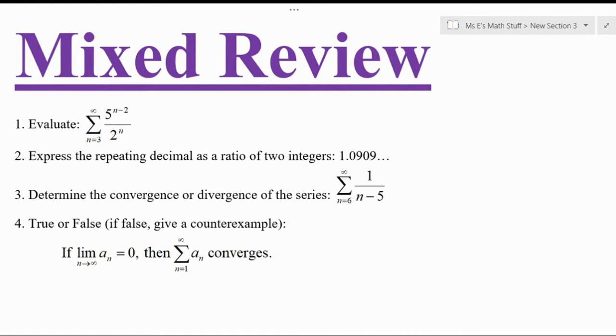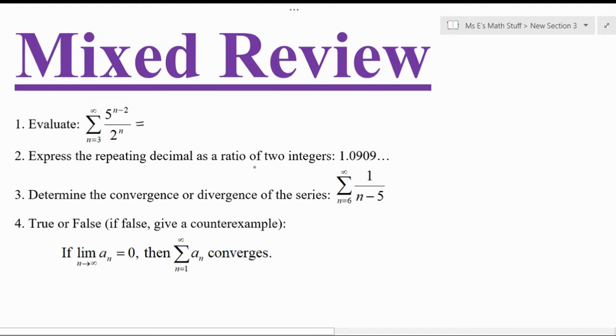So for problem 1, it says evaluate the sum as n goes from 3 to infinity of 5 to the n minus 2 divided by 2 to the n. Whenever you see everything with a constant base and then some variable exponent, you should at least consider that this might be geometric. And you can also fall back on, if in doubt, expand it out. So I'm just going to show what that looks like.